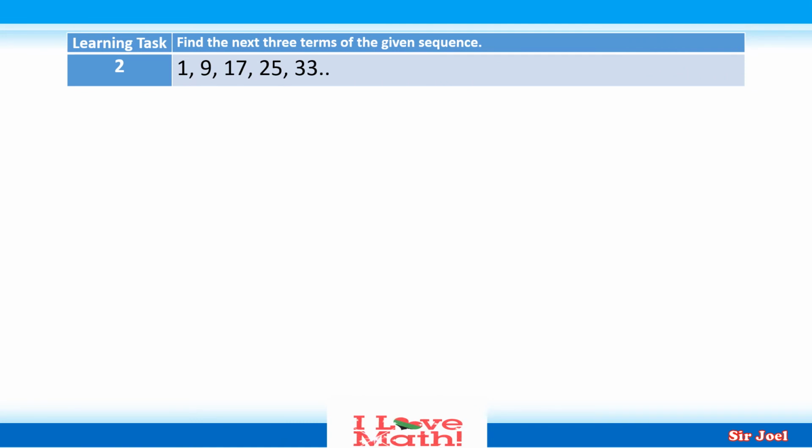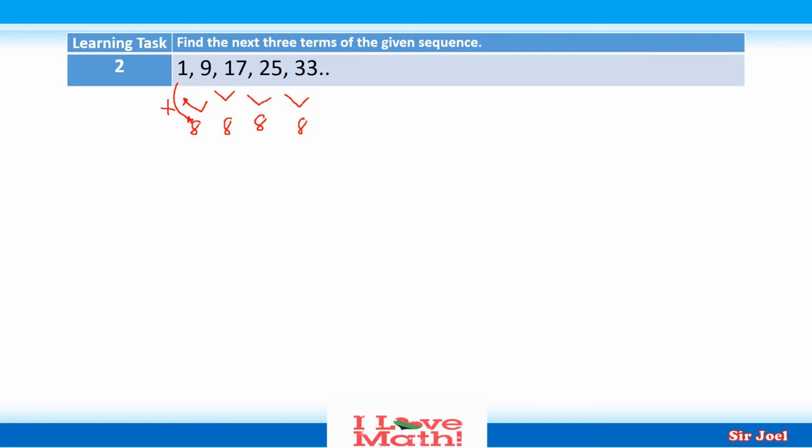Next, we have 1, 9, 17, 25, 33. So if you look at 9 and 1, the difference here is 8. Tama? Para bang 1 plus 8. So yun, pagka ginawa natin 1 plus 8, the answer is 9. Check nga natin. Kung 9 plus 8, the answer is 17. Okay, tama. Then 17 plus 8, the answer is 25. Okay? And 25 plus 8, the answer is 33.